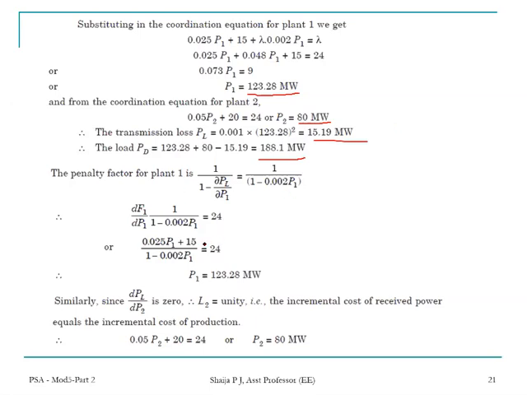So dF1 by dP1 multiplied by the penalty factor will be equal to lambda. Rearranging that, again you'll get P1 as 123.28. And dou PL by dou P2 is 0, so L2 is 1. Incremental cost of received power equals the incremental cost of production. So it will be 0.05 P2 plus 20 equal to 24, or solving, P2 is equal to 80 megawatt. We got the same as here, no? This one and this one, same, similarly this one and this one, with the two different techniques.